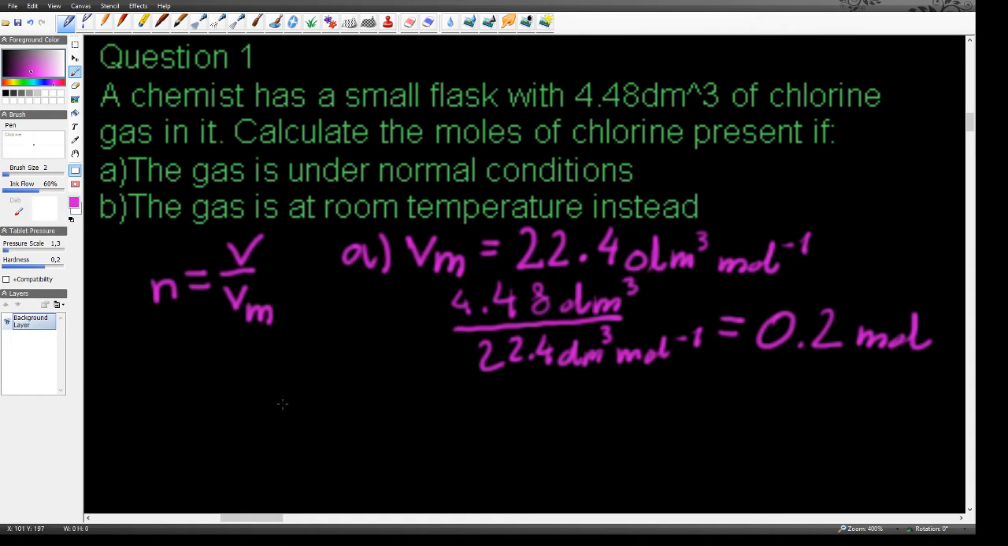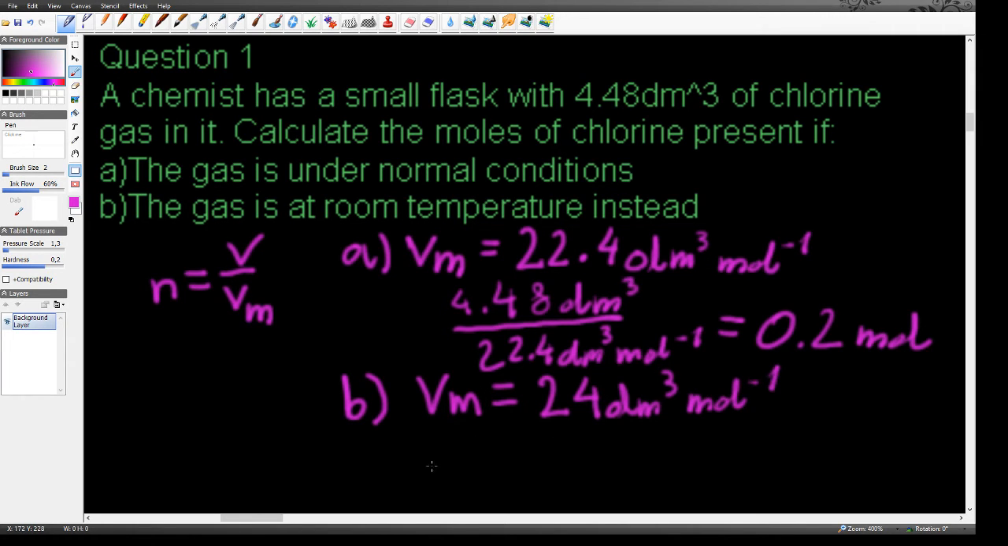Okay. Now for part B, there is a slight change, right? If a gas is at room temperature rather than just being at normal conditions, its molar volume Vm is actually assumed to be, and this is kind of more common maybe, 24 decimeters cubed per mole. Okay, so our value of n would actually change slightly because we'd have a slightly different number of moles.